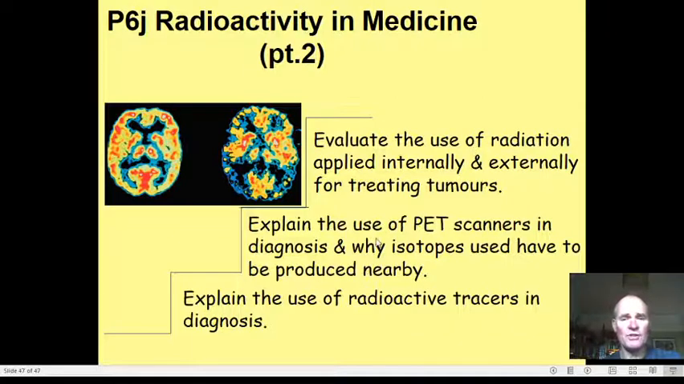Hopefully then, after these 2 sessions, we're able to meet all those objectives: internal and external radiotherapy, how PET scanners work for diagnosis and why isotopes have to be produced nearby, and explain how radioactive tracers are used in diagnosis. So 2 sessions, things to do, an important topic, very interesting topic, and hopefully you found that interesting and useful and have done the work to back it up, and your knowledge on this is secure.